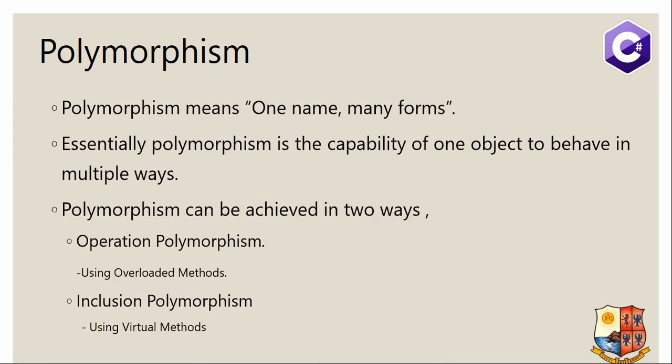Okay, and in C# you have operation polymorphism and inclusion polymorphism. I hope you have come across the words overloading and overriding. For each of these things I'll be giving an example, and then we will continue with the program, and with that we can close the first unit. Okay, so with this I'll stop for today.